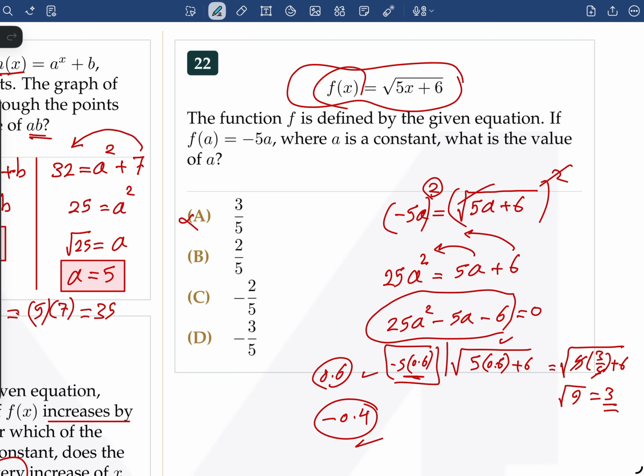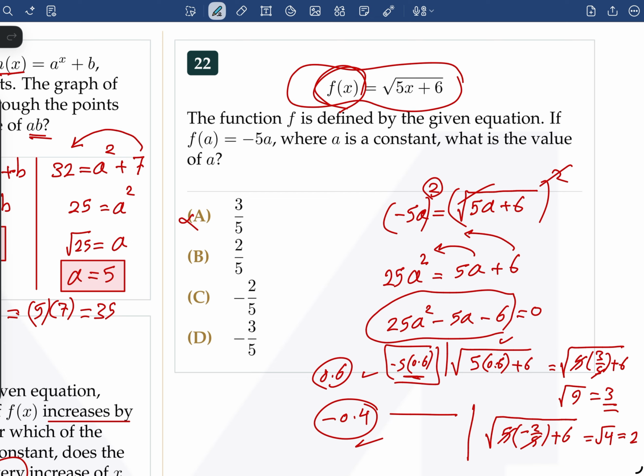Let's write the right side first. The square root of 5x, 5 times negative 0.4. And 0.4 is actually 4 over 10, which is 2 over 5. But negative, so negative 2 over 5, and then plus 6. Cancel out these numbers, and we have negative 2 plus 6. Negative 2 plus 6 is 4. What is the square root of 4? It's equal to 2, positive 2.